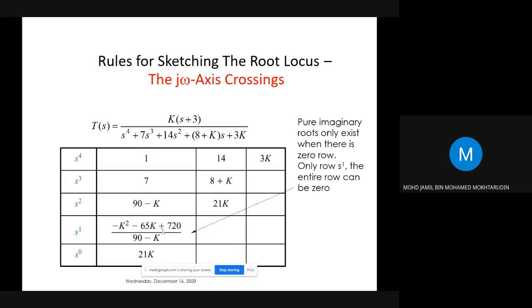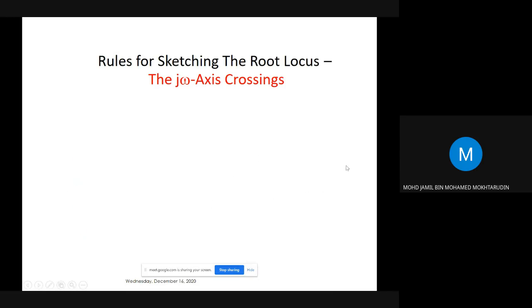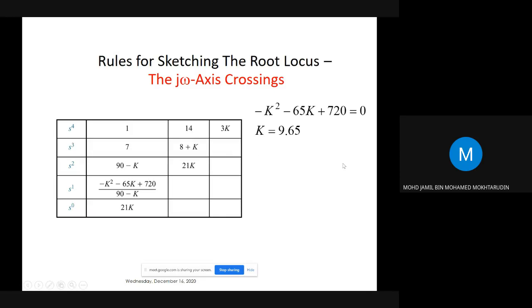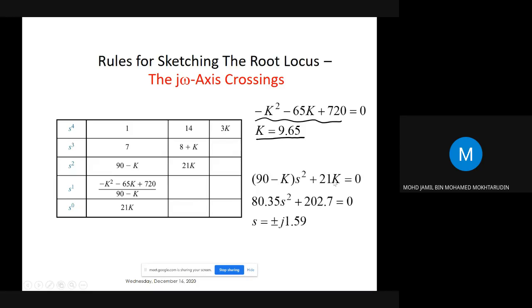The detailed theory you have to read up on. So basically you use row S1. Negative k squared minus 65k plus 720 equals 0. Use the quadratic equation. You get k equals 9.65. So this is the value of k at the JW crossing.